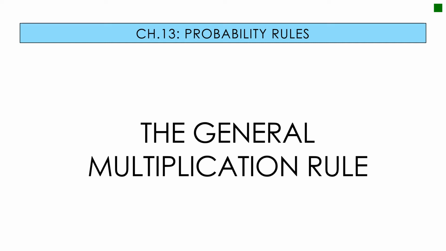Now let's talk about the general multiplication rule. And again, the general multiplication rule helps us whether events are independent or not independent. So previously we only looked at independent events. Now we're going to look at events that are not independent.